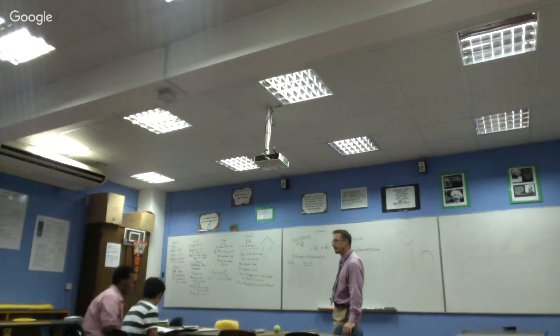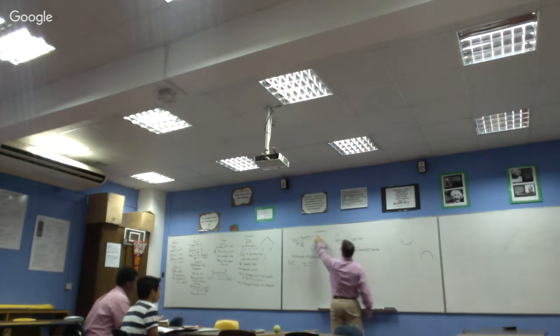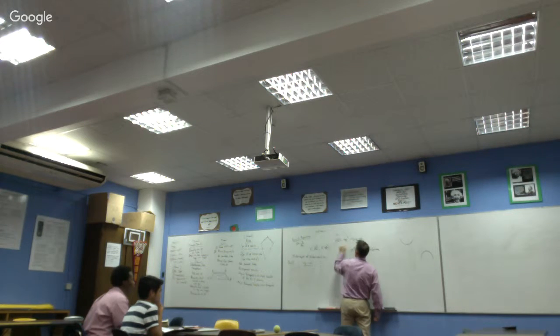So it determines whether the parabola opens up or down. If it's positive, it opens up; if it's negative, it opens down. So yes, A determines opening up and down. Well, where's A here? Negative. So is this thing going to open up or open down?